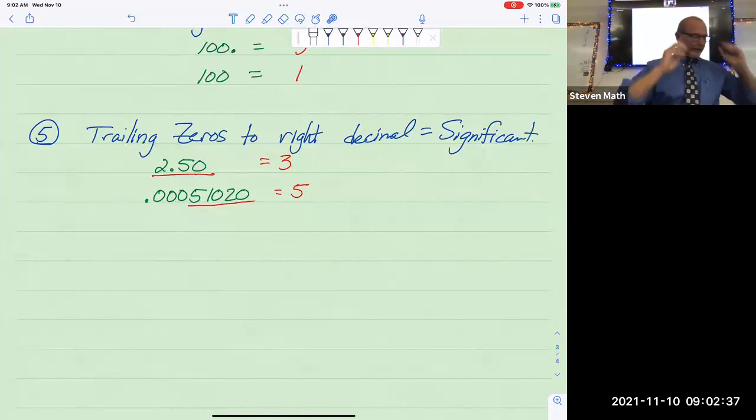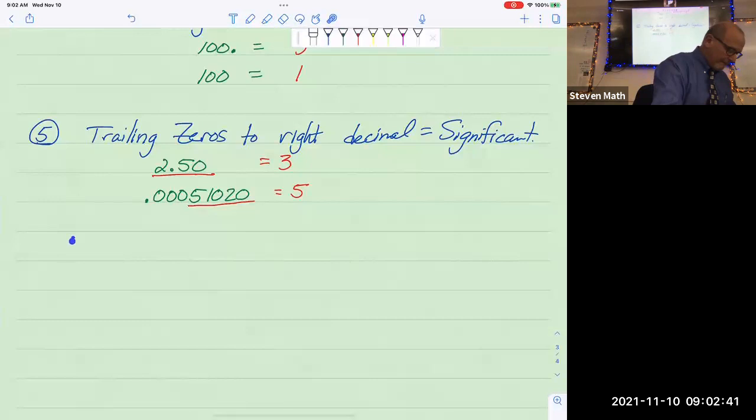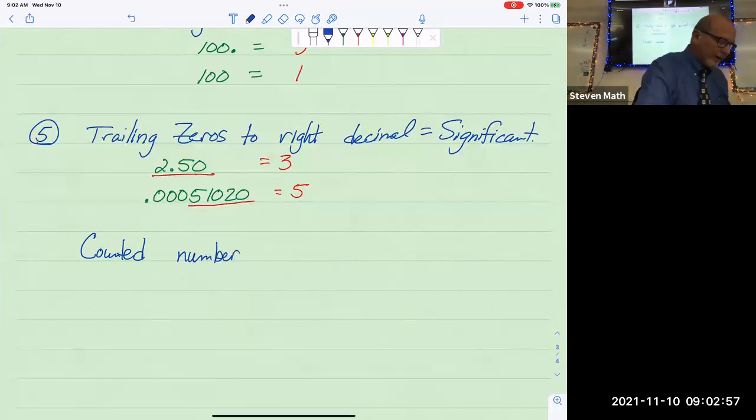Okay, fair question. Last one. And it doesn't even get a number. Correct. Because I could just as easily write this as 5.1020 times 10 to the negative 4th.